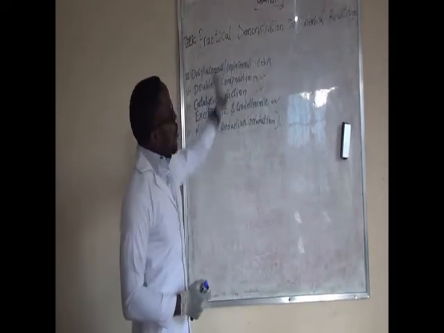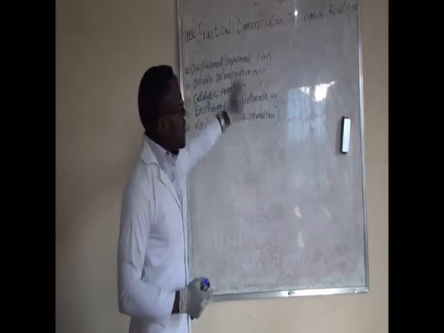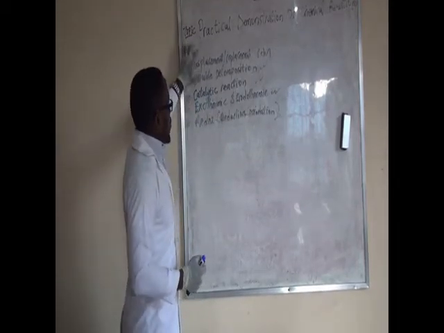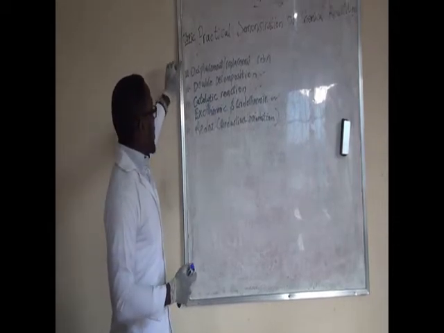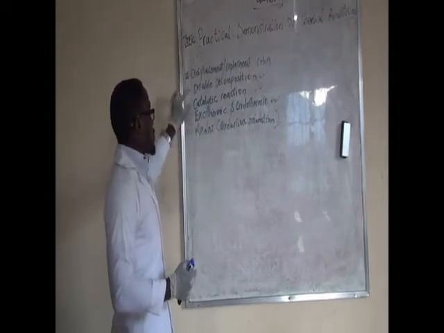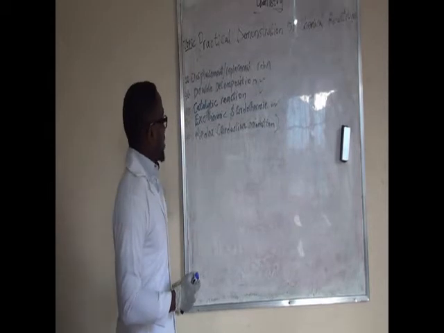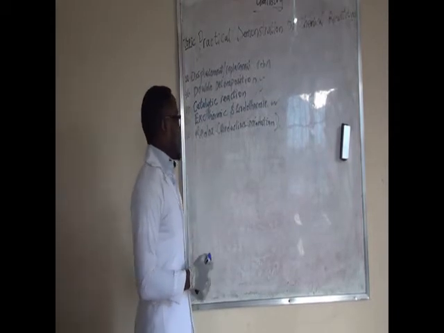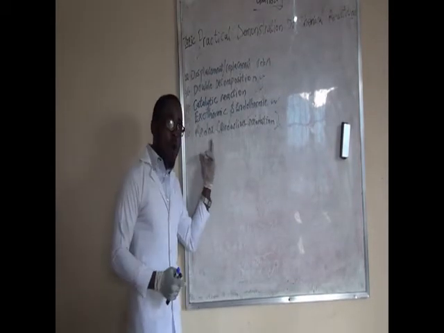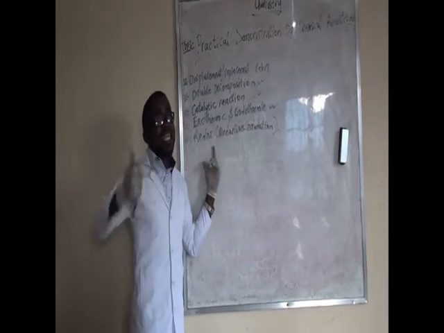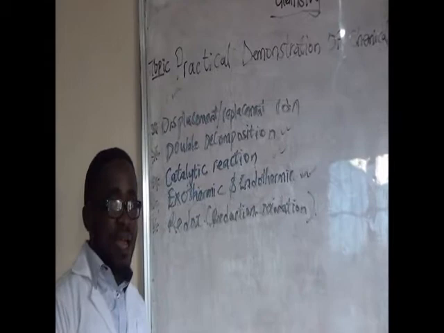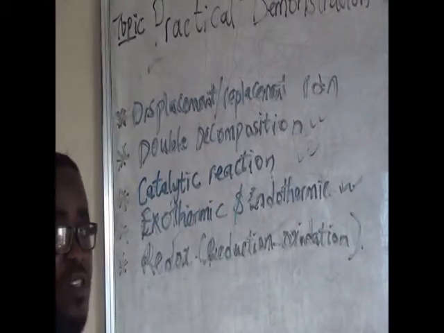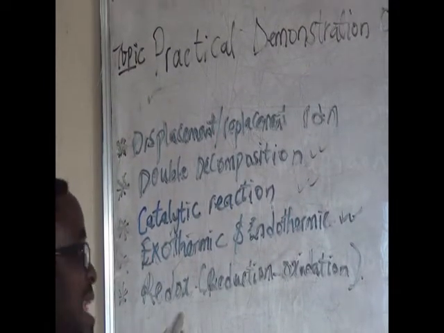Before we go into the demonstrative aspect of chemical reaction, I need to look at these four subsidiary ones, which are displacement reaction once again, double decomposition, catalytic reaction, and exothermic and endothermic reactions. You will go home with these as assignments, so that in the next class we look at it thoroughly, and then we scrutinize all the mistakes students make in balancing redox equations.